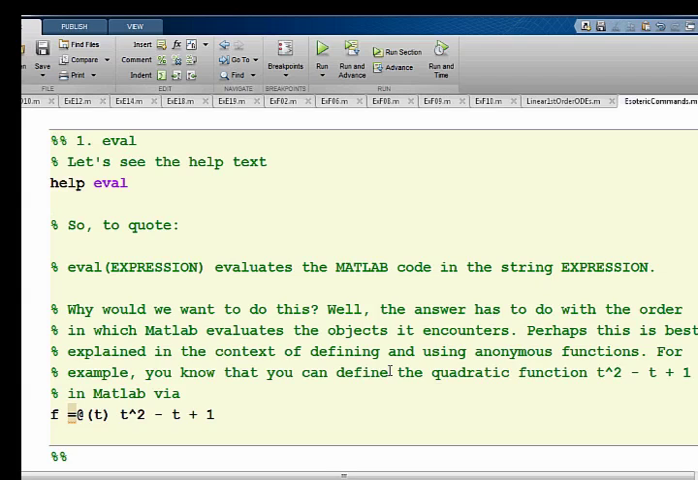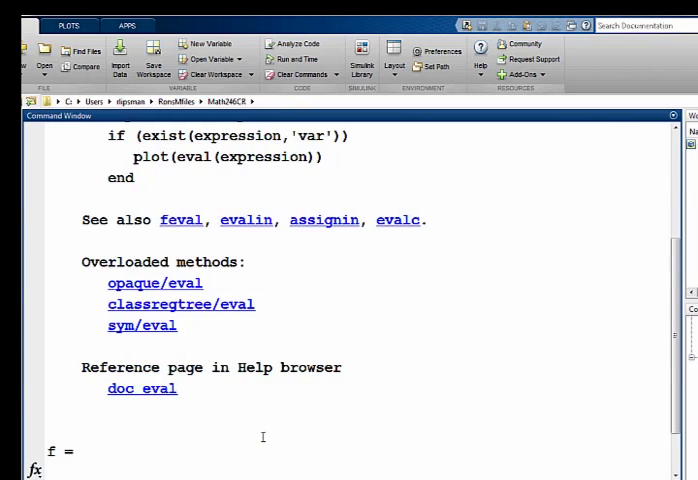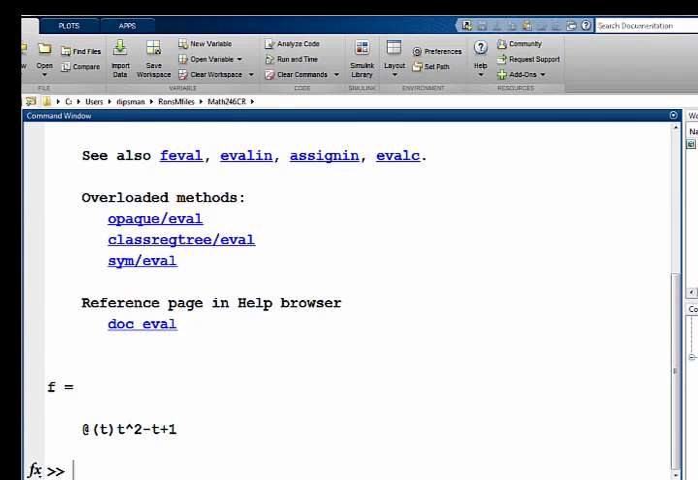Why would we want to do this? Well, the answer has to do with the order in which MATLAB evaluates the objects it encounters. And this is perhaps best explained in the context of defining and using anonymous functions. For example, you know that you can define a quadratic function, consider t squared minus t plus 1, in MATLAB via the @ syntax. So this is how you define the anonymous function t squared minus t plus 1. And that's why, incidentally, in the MATLAB window, you saw at the bottom there, f. Okay, let's go back.